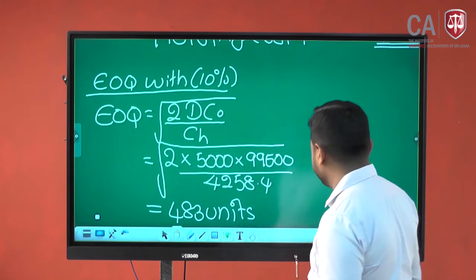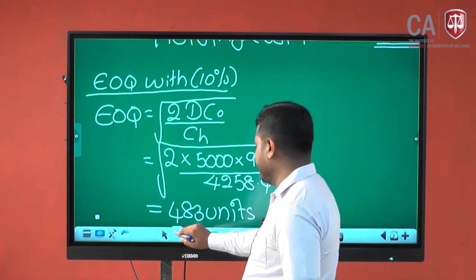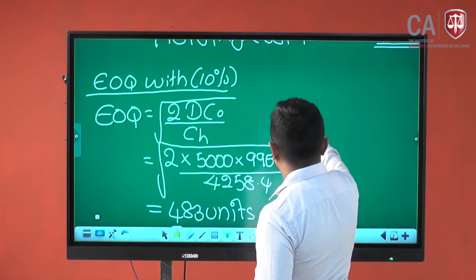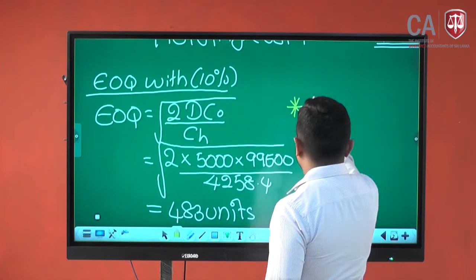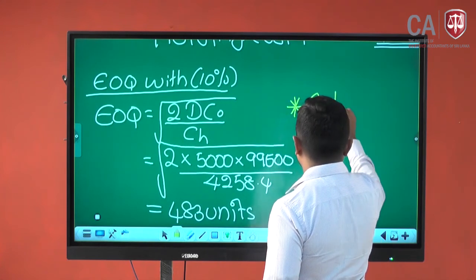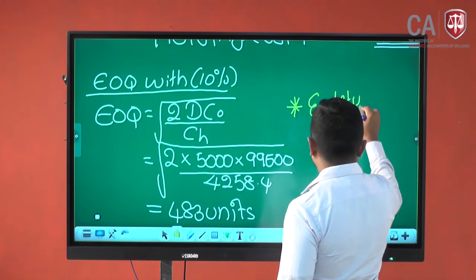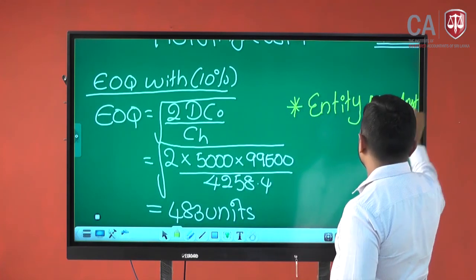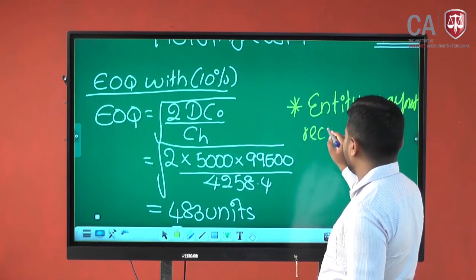Therefore, I will put a star mark and say entity may not receive the discount.